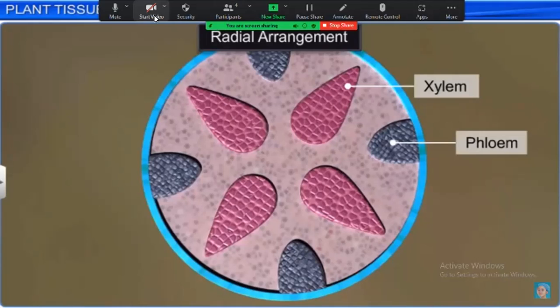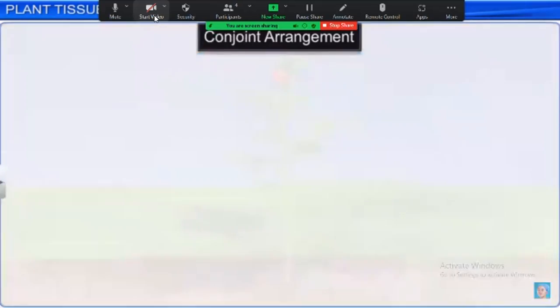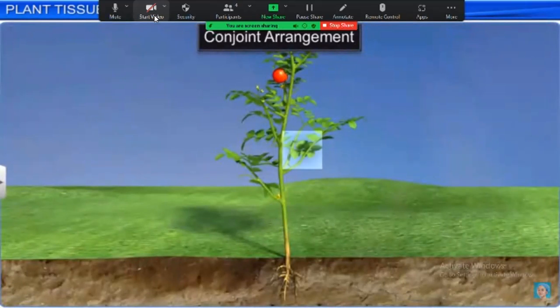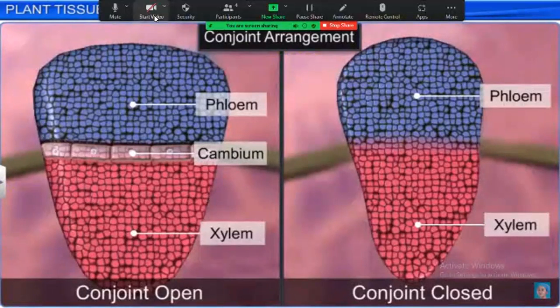In the conjoint arrangement found in stem and leaves, the xylem and phloem are situated at the same radius of the vascular bundles. The conjoint vascular bundles usually have the phloem located only on the outer side of the xylem. In the conjoint open arrangement, the cambium is present between the xylem and phloem, while in the conjoint closed arrangement, the cambium is absent.